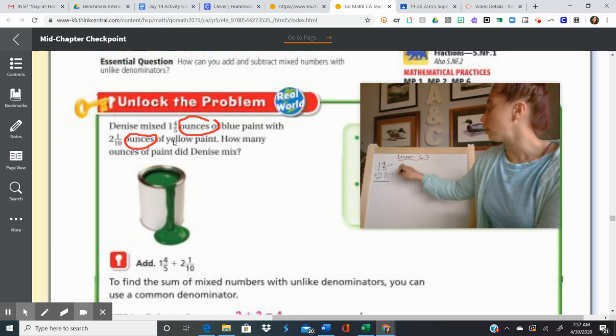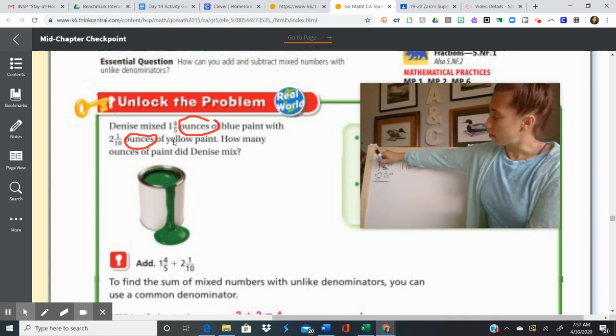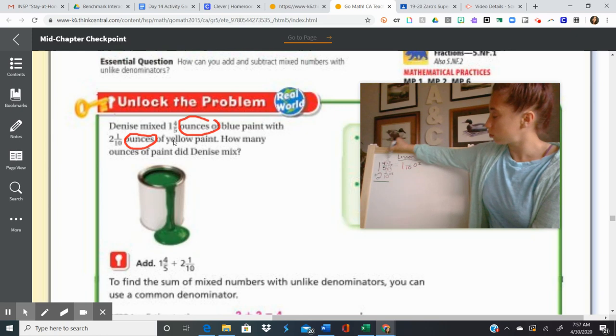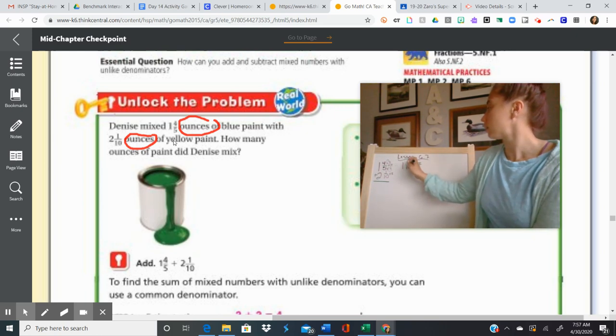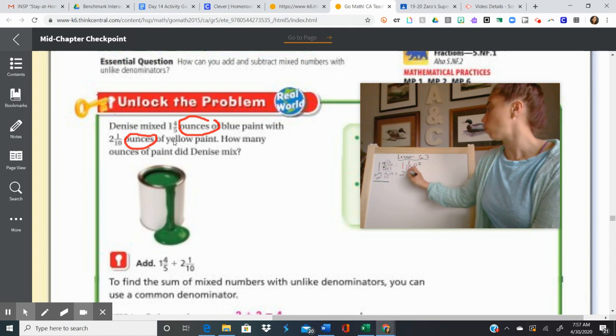So I have 1, and then I have something over 10 ounces. Well, 5 times 2 is 10. So 4 times 2 is 8. All right. Then I'm going to rewrite this over here, 2 1/10 ounces.